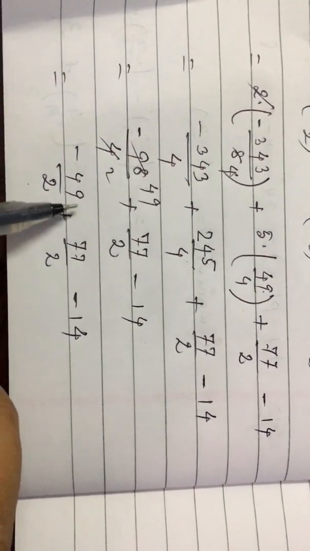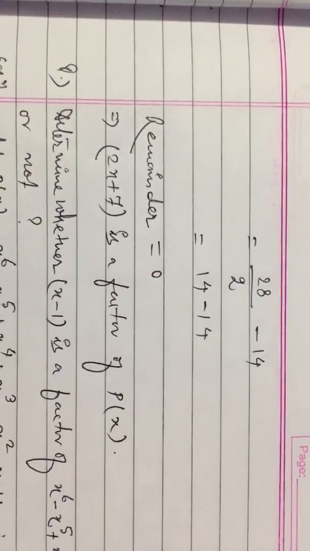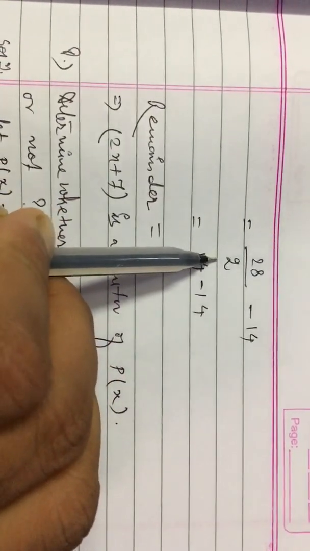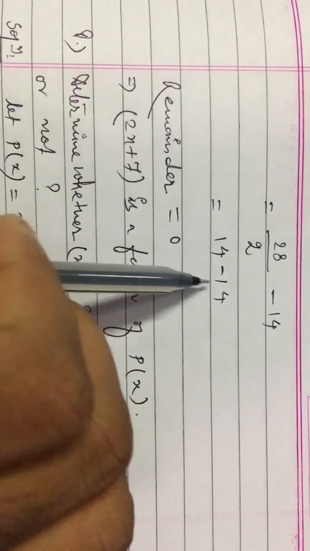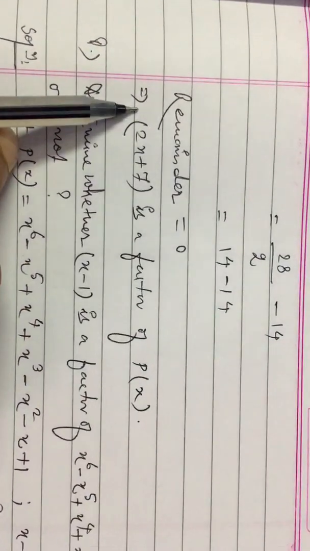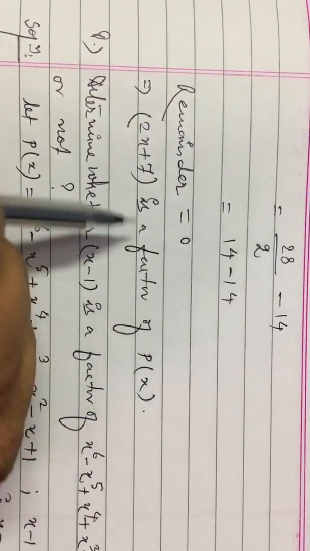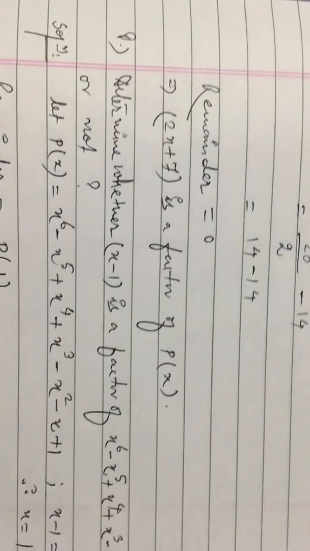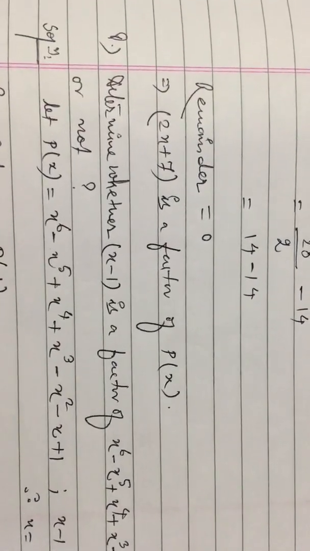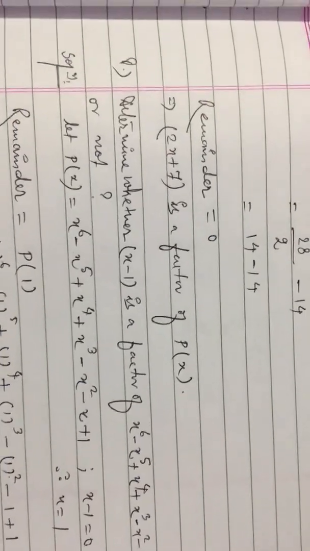So plus 77 minus 49 is plus 28 by 2, minus 14, and 28 divided by 2 is 14, and minus 14. 14 minus 14 is 0. This implies that 2x plus 7 is a factor of p(x). Again we are getting remainder 0. If the remainder is equal to 0, then it will be a factor. If the remainder is not equal to 0, it will not be a factor.